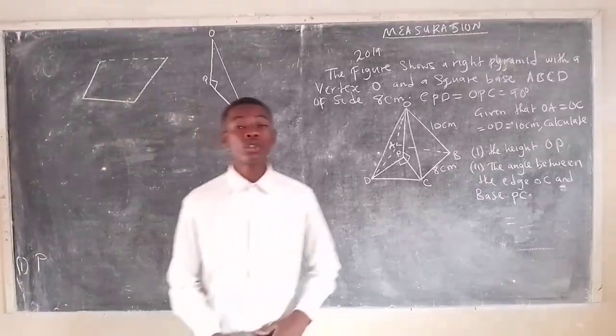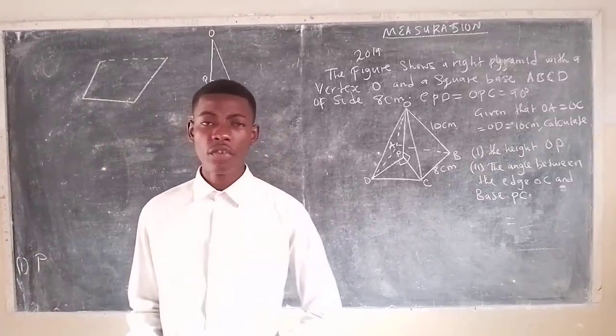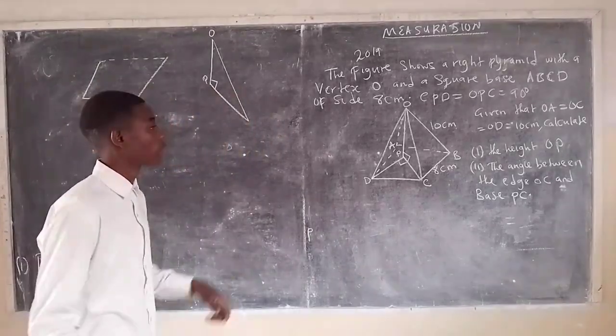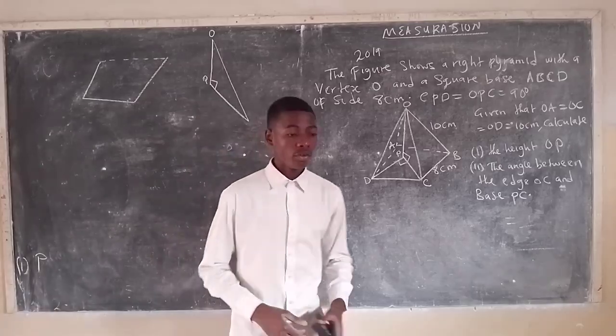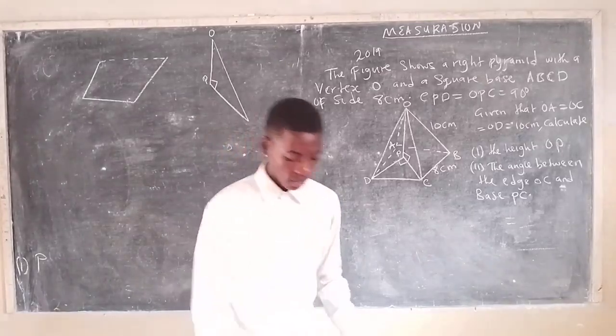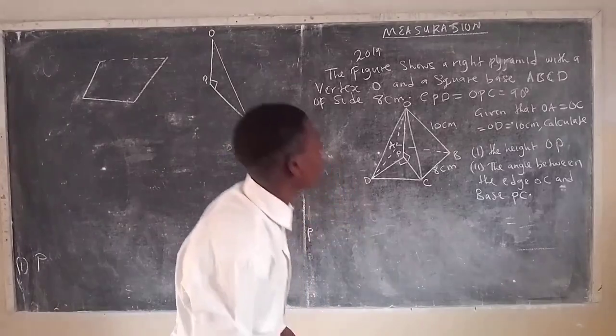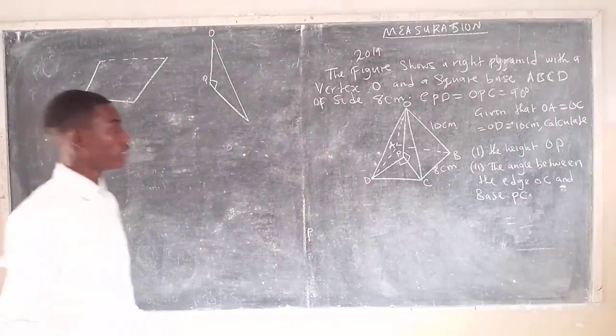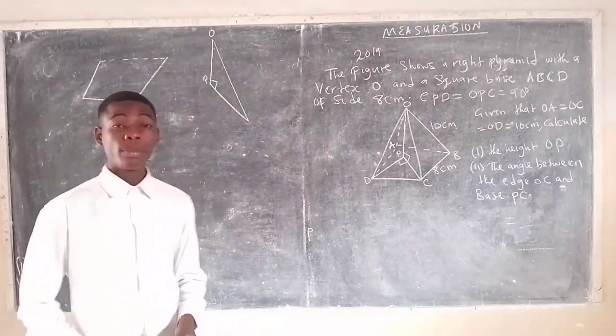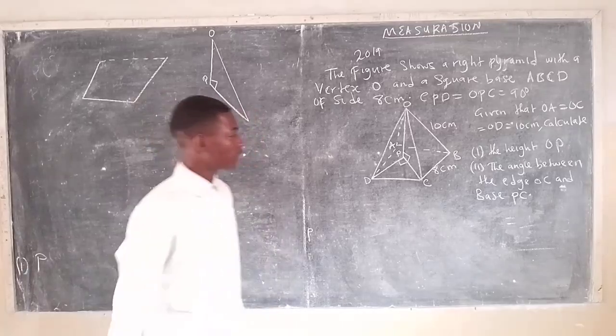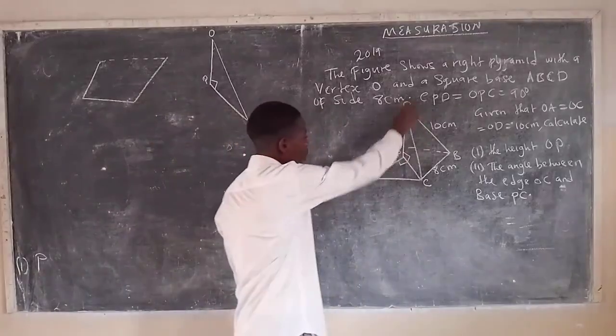Afternoon, everyone. So we are now going to solve a question from Mensuration, which comes under paper 2. So how are you supposed to answer questions like this? If you are asked a question like this, then you are required to find the height of P. You must open up your mind. So the first thing is, they want us to find OP.